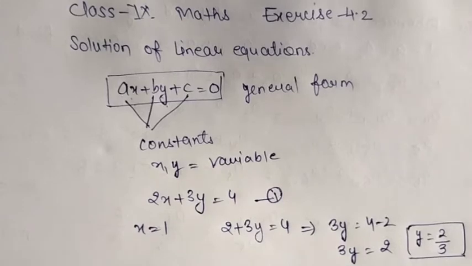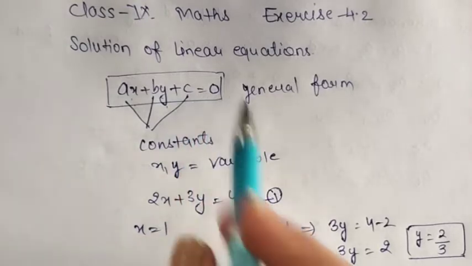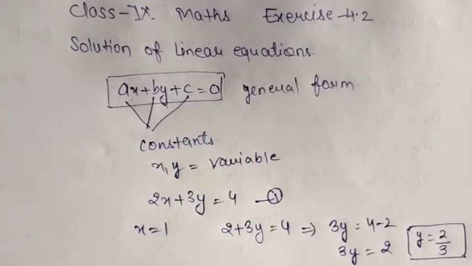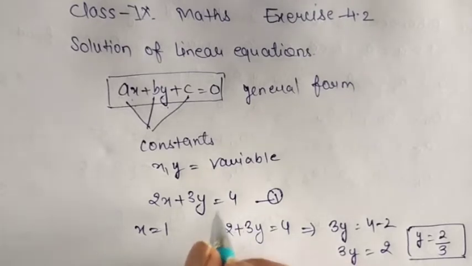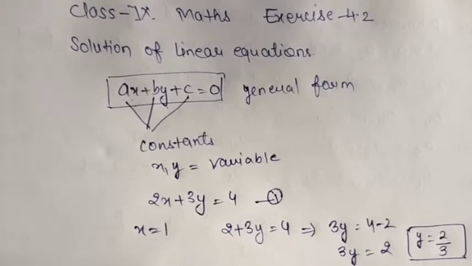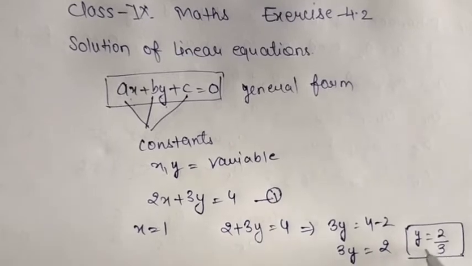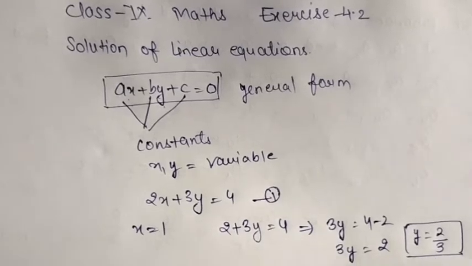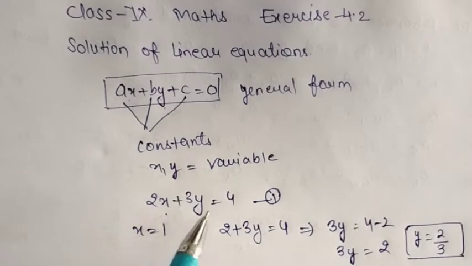One thing keep in mind that for this type of equation ax plus by plus c equals to 0, we can have multiple solutions. Like if I put x equals to 2, I'll get the value of y differently. If I put x equals to 3, then y value will also be different. I will not get, for x equals to 4, again y equals to 2 by 3. Why? Because for every value of x, the value of y changes. Okay, so now I'm going to solve exercise 4.2 for you.